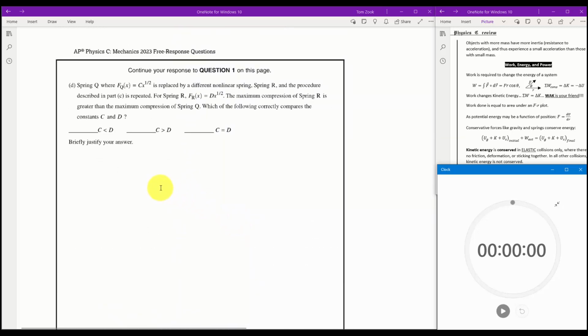Okay, geez. Spent almost 10 minutes just reading this problem. Spring Q is replaced with a different nonlinear spring, because why not? And the procedure described in part C is repeated for spring R. The maximum compression of spring R is greater than the maximum compression of the previous one. Which of the following compares between C and D? Well, if it compresses more, that would seem to be a weaker spring, which I would say means D is going to have to be less than C. So you get less force for D. D is less than C, or C is greater than D. That's about as much description as we can get there.